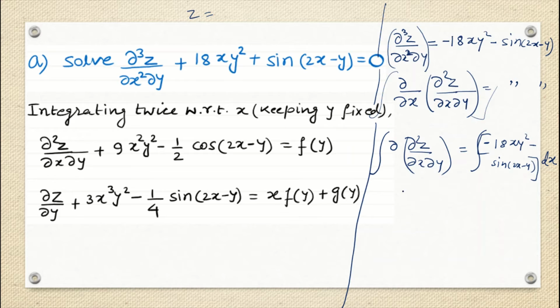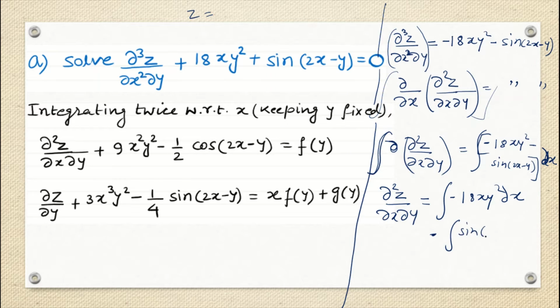Now this integration sign and this partial differentiation sign, if I write both down together, what does it mean? That means I am getting only del 2z by del x del y on the left hand side. And what about my right hand side? It's again minus 18xy square del x, and again minus sine(2x minus y) del x. So these steps I have written down in separate parts.